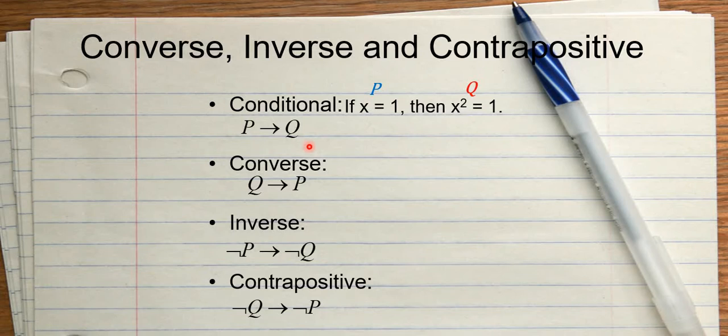Now, how will we write the converse, inverse, and the contrapositive of this specific conditional statement? Pause the video and try it out following the symbolic statements here.